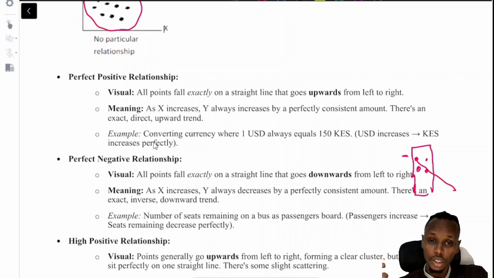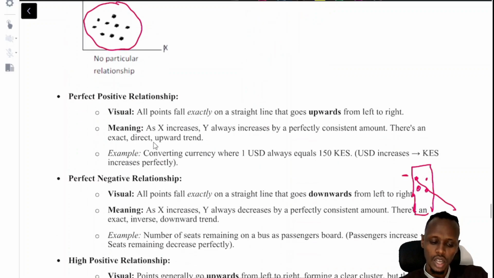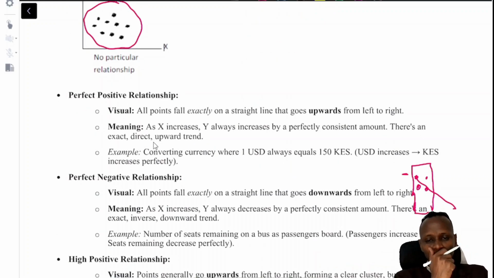So what is a perfect positive relationship? Does it mean the relationship which we normally talk about, man and woman? We will see. All points fall exactly on a straight line that goes upwards, like this one. This is a good example. All points fall on a perfect straight line that goes upwards. As x increases, y increases by a perfectly consistent amount. There is an exact upward trend.